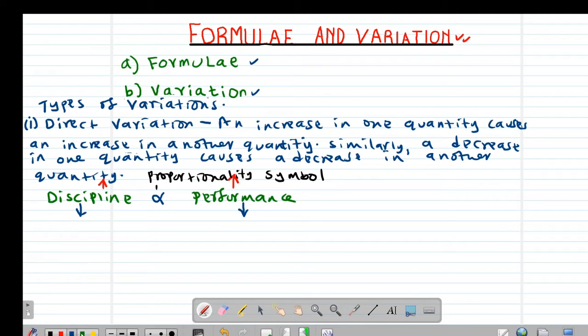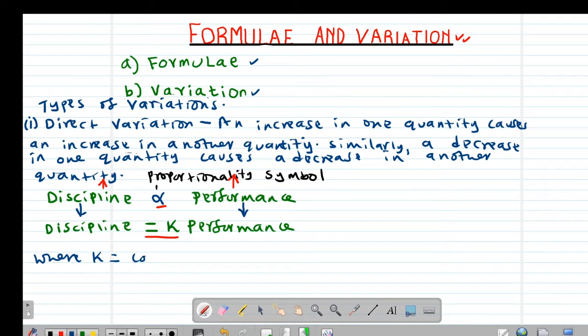Then mathematically, we can say that discipline will be equal to a constant multiplied by performance. If you want to eliminate the proportionality symbol, you simply substitute with an equal sign, together with a constant. For this case, I'm using the constant k, where k is the constant of proportionality.